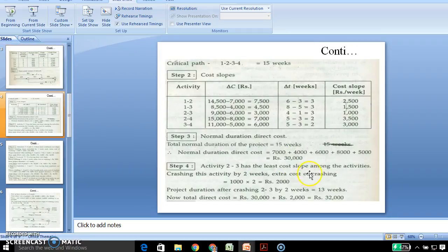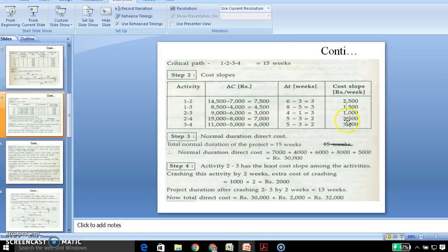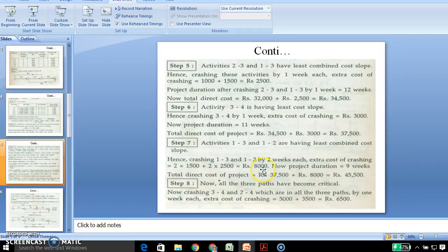Next, again the critical activity is calculated: activity 3-4. This is crashed by 1 week. The cost slope of 3-4 is 3,000 per week. Now the project duration is 11 weeks, yes, 12 minus 1 is 11. The previous total direct cost is added, and the present extra cost of crashing is 3,000.